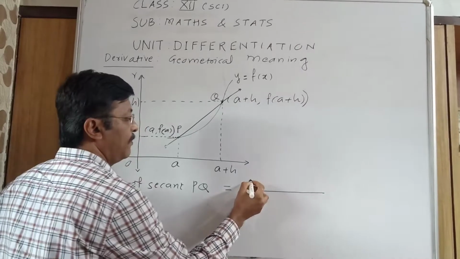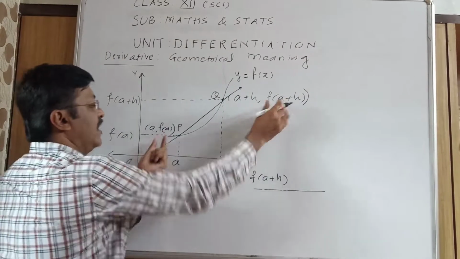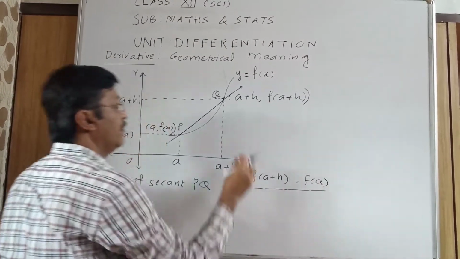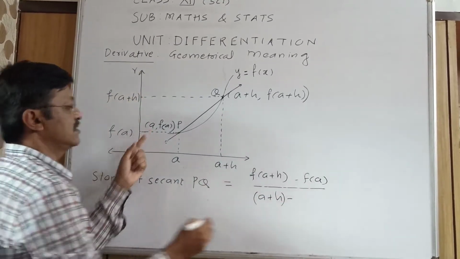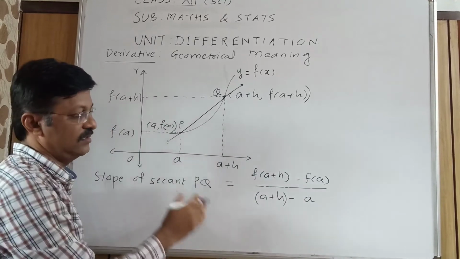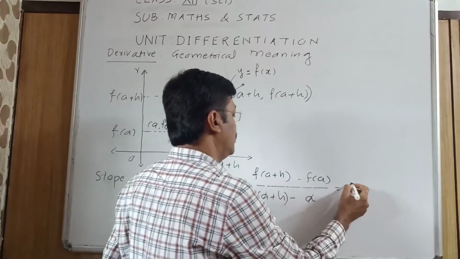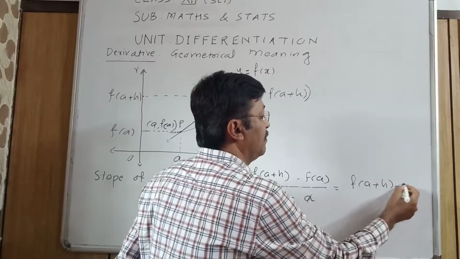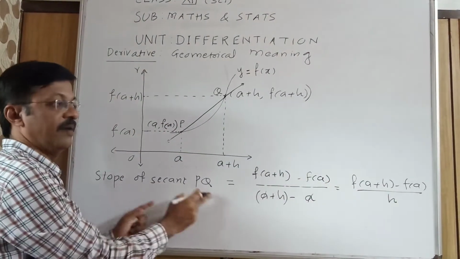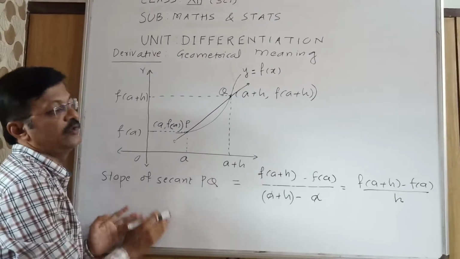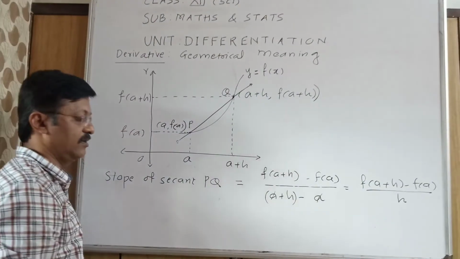It is f of a plus h, which is y2, minus this y1, divided by x2 minus x1. x1 is a. If you simplify this, you will find this a cancelled with this a, and you would end up with f of a plus h minus f of a upon h. This is the slope of secant PQ. Slope of secant PQ is f of a plus h minus f of a divided by h.